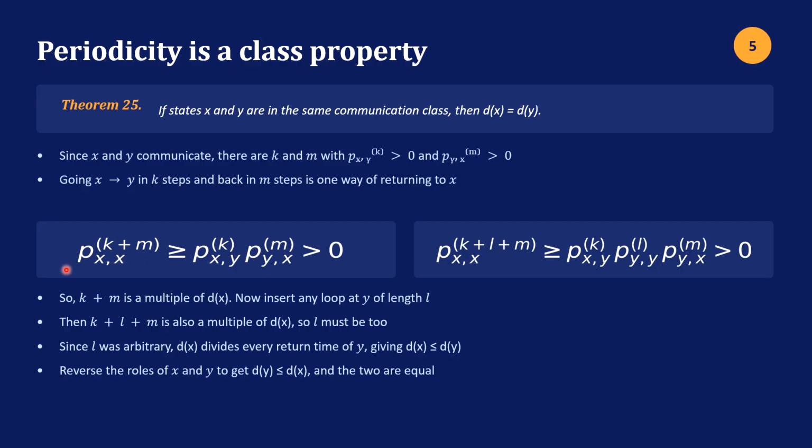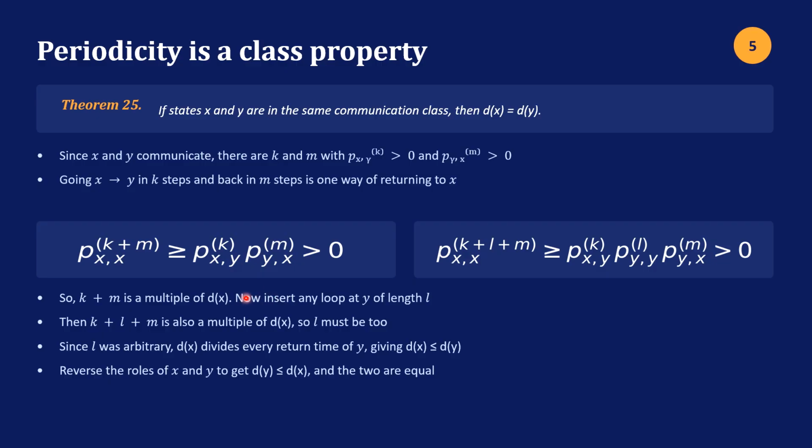So what this implies is that k plus m is a multiple of the GCD of the return times to x. So in other words, k plus m equals some constant times d of x. And now from here, in other words, d of x divides k plus m. Maybe that's a more direct way of saying it.